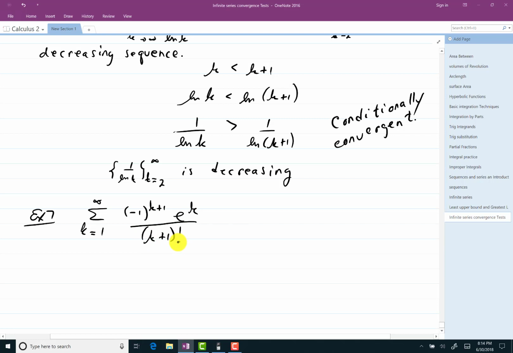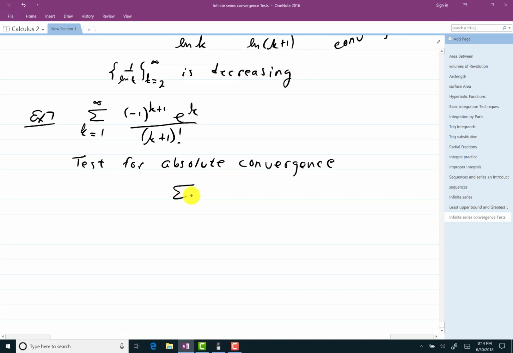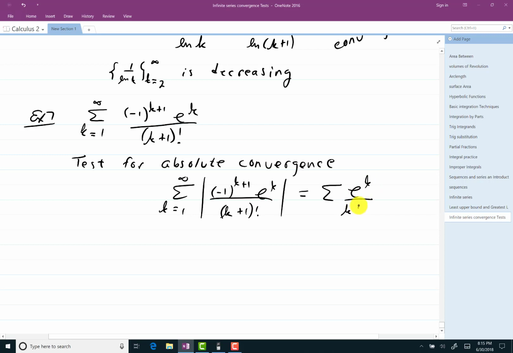All right, to test for absolute convergence. So I'm going to first test for absolute convergence. So I am looking at the absolute values, and the absolute values for an alternating series do nothing but wipe out the -1 piece. And k is going from 1 to infinity.